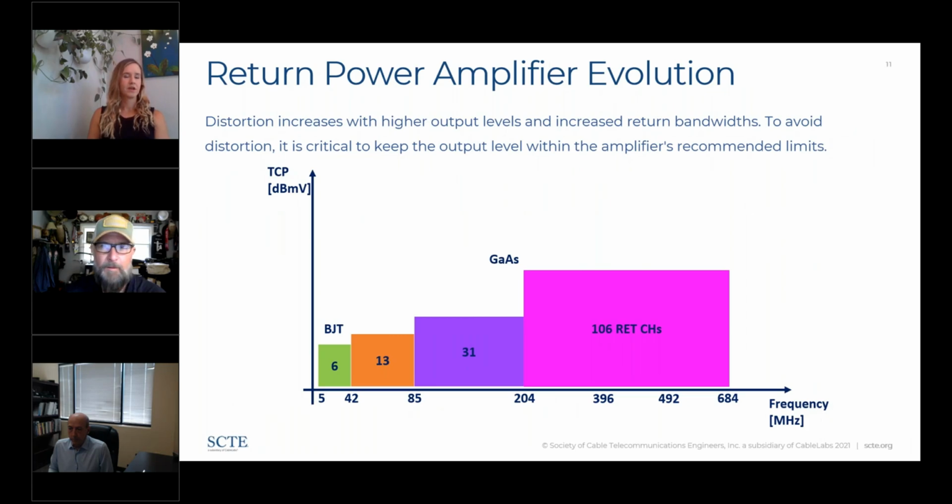On the upstream, there's not been a lot of changes. It's mostly following the progressive path of the forward. And as we can see, it's being marked by the same technologies. And we're now introducing ultra high split that is probably going to require the use of GaN technology.